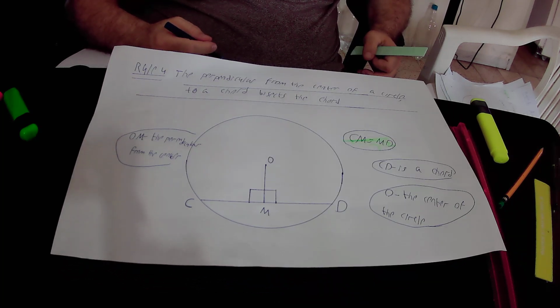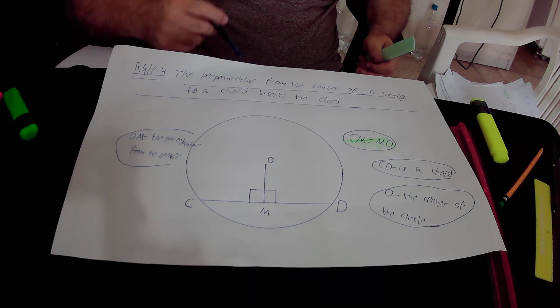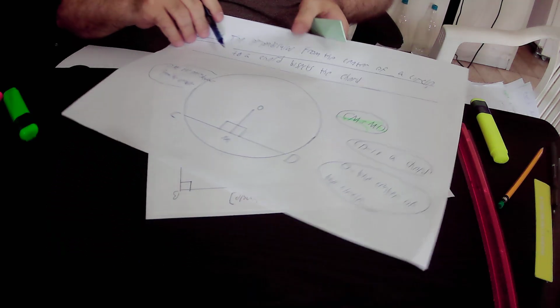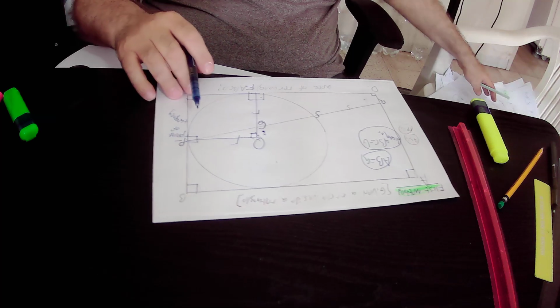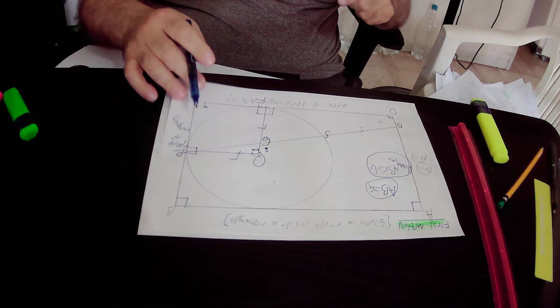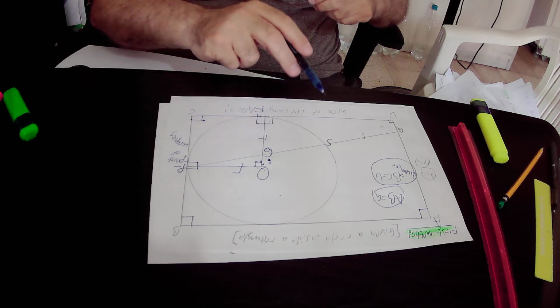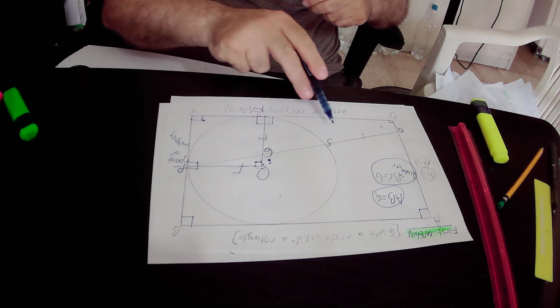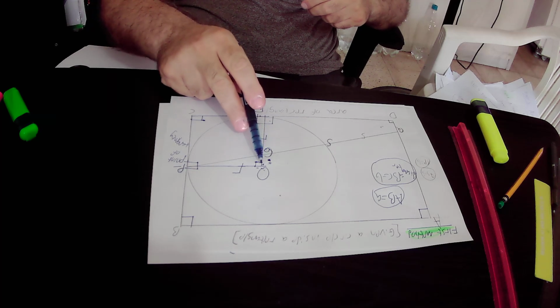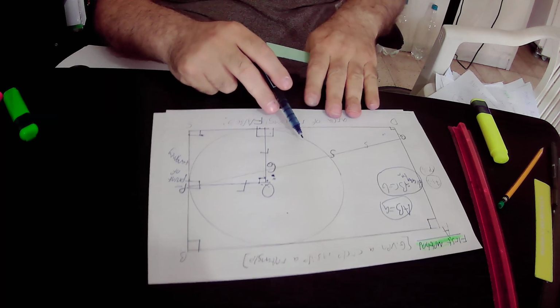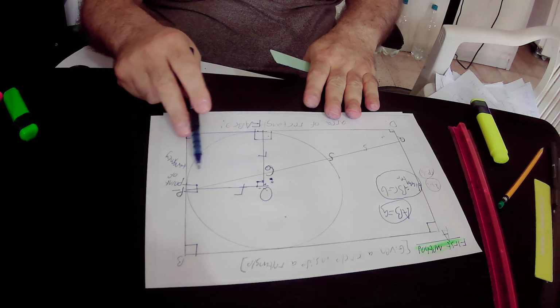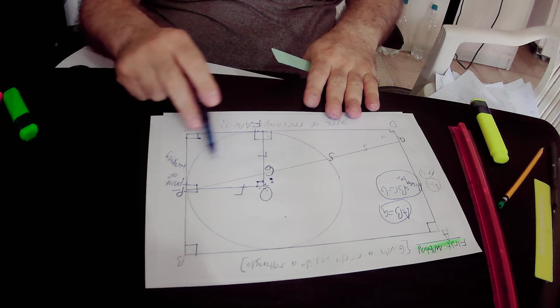Okay, CM equals MD according to rule number 4. We'll implement rule number 4 in our drawing. From the center of this circle, that is point O, we will draw a perpendicular on chord SP.